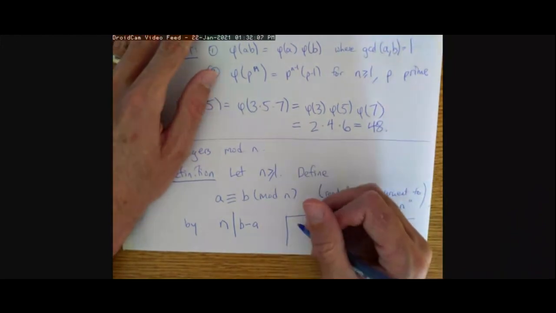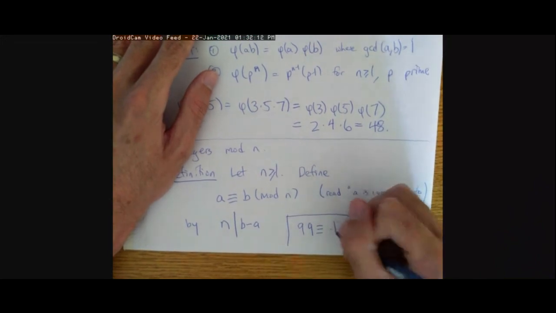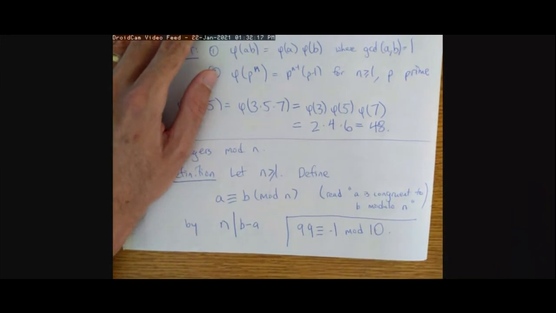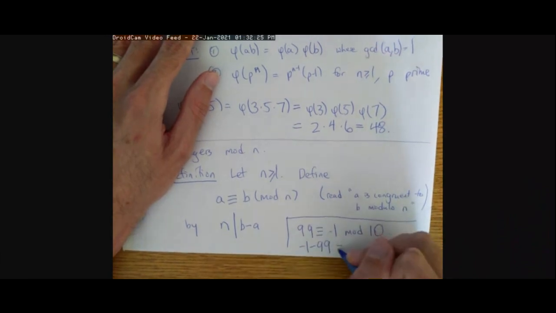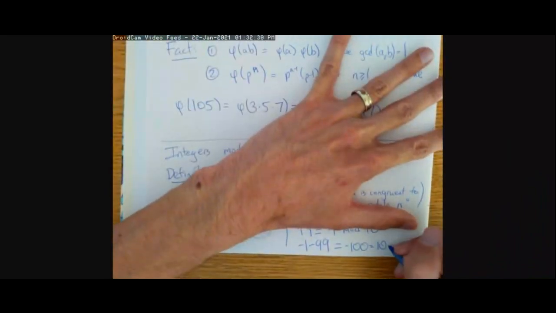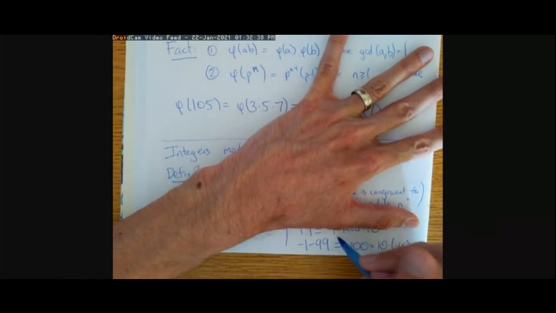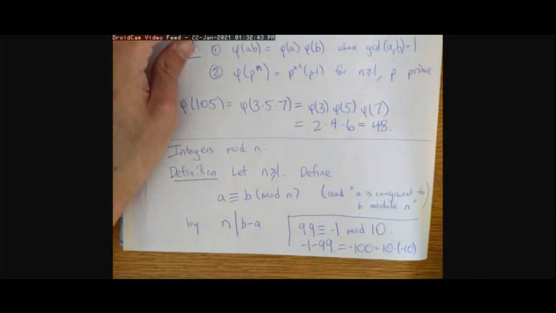As an example, 99 is congruent to -1 mod 10. Why is that? Because -1 minus 99, that's -100, which is 10 times 10. So 10 divides -1 minus 99. So that means 99 is congruent to -1 mod 10.